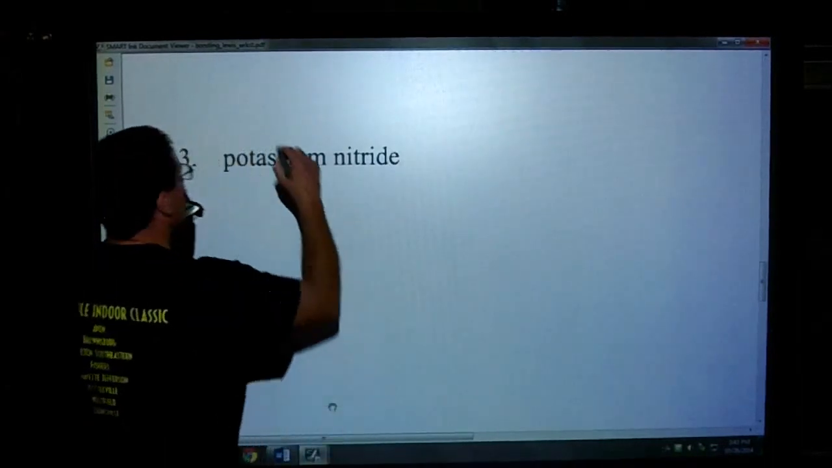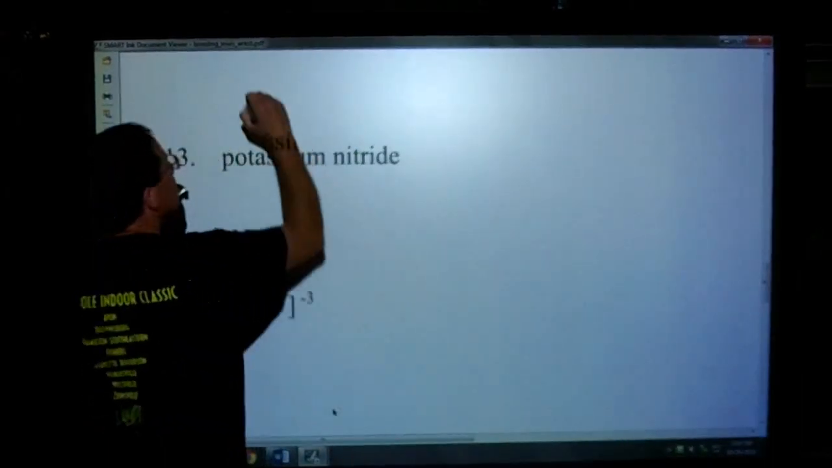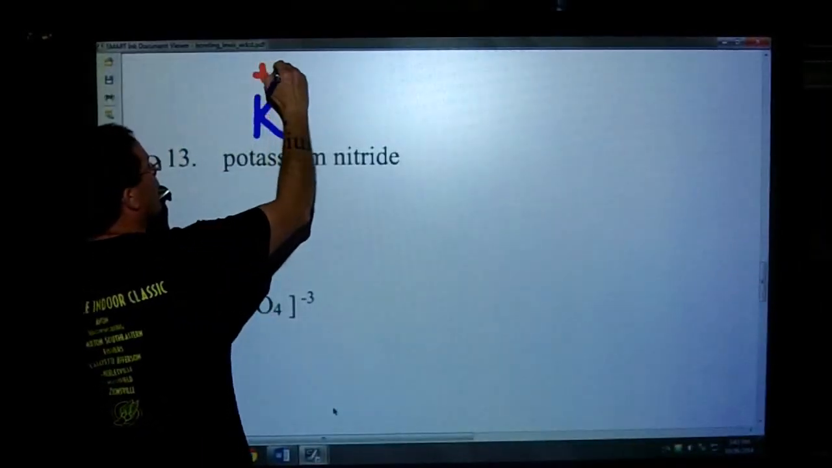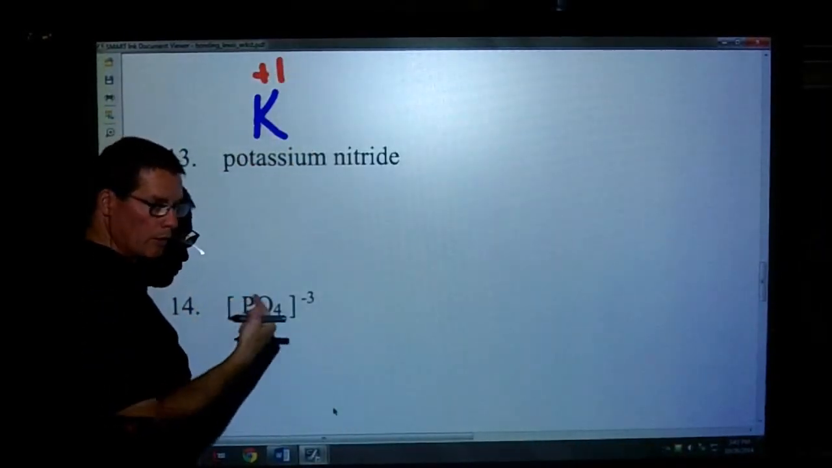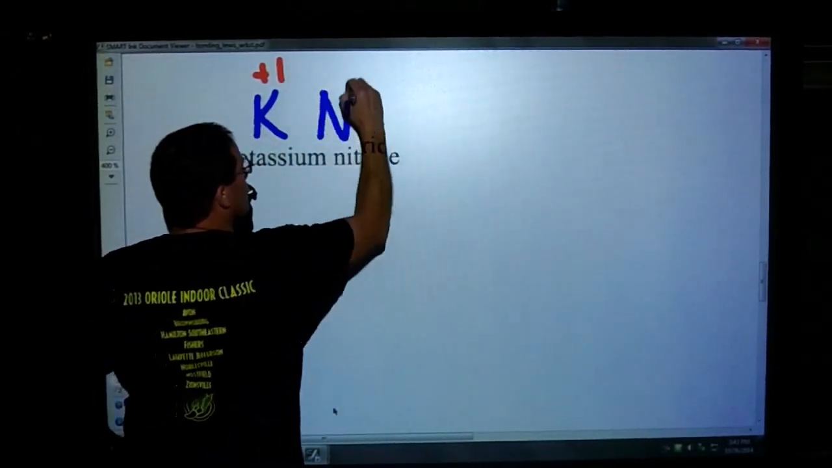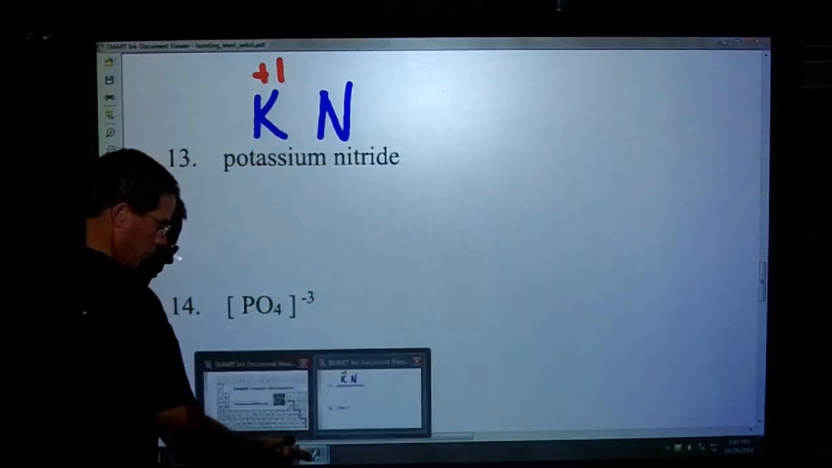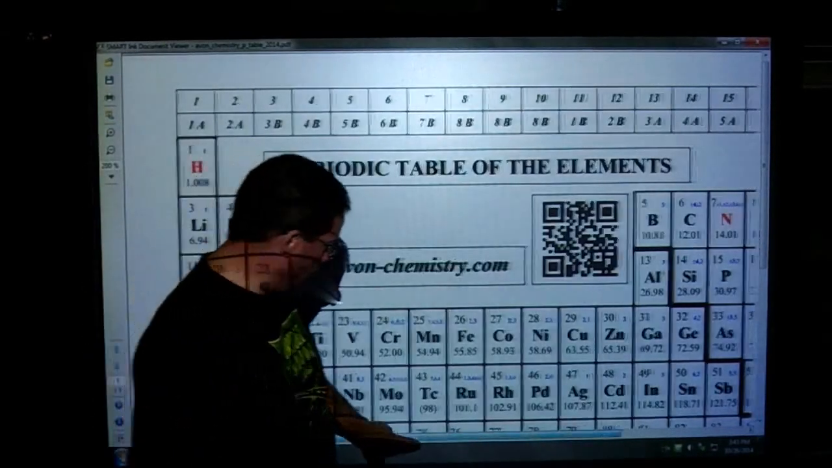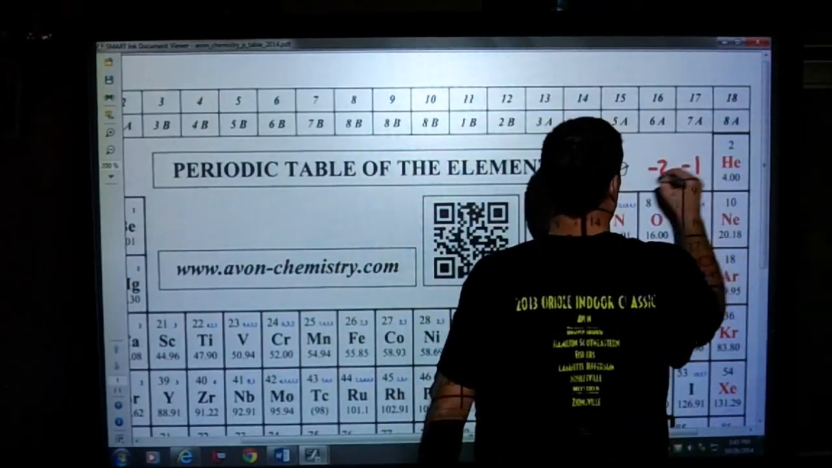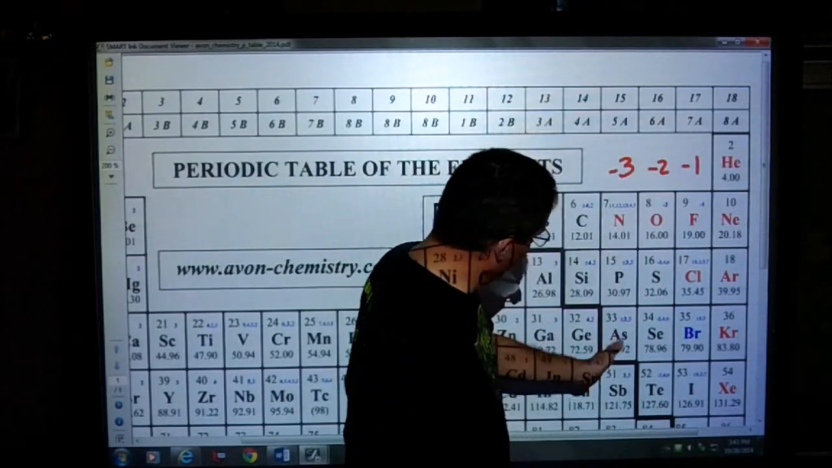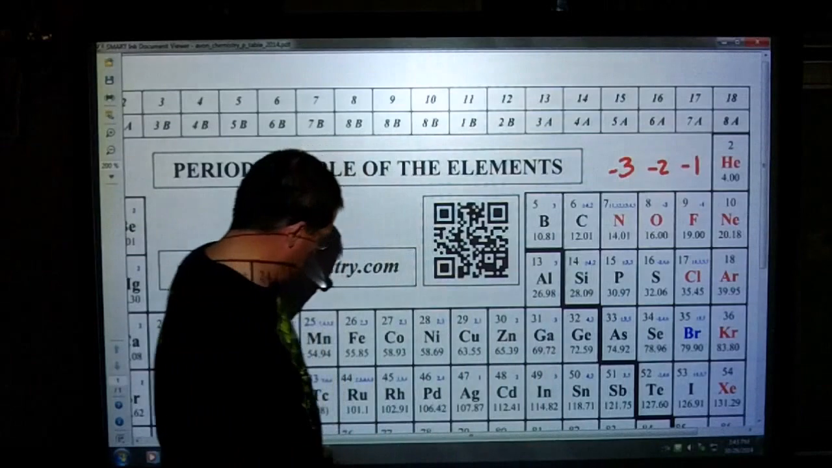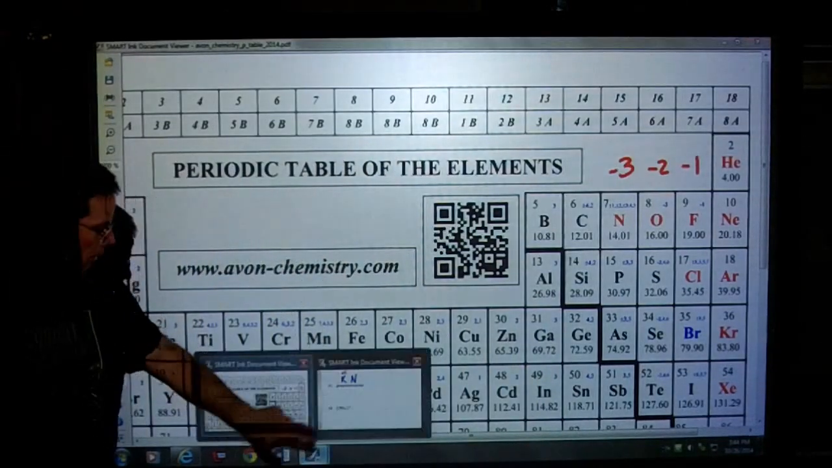So potassium nitride, so we have a potassium atom. We're going to write out the formula, and probably not a bad idea to write the charge. Potassium has a +1 charge. Why? It's over there. Nitride is nitrogen. And what's the charge on nitrogen when it's with a metal? Remember, we don't have it written up here, but -1, -2, -3. All the nonmetals here, -3, all the nonmetals here, -2, all the nonmetals here, -1. So our nitrogen has a -3 charge.